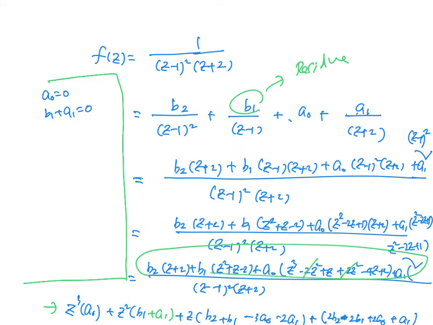P2 plus P1, A0 is 0, minus 2A1 is 0, and 2B2 minus 2B1 plus A1 is equal to 1. So A1 is minus B1.